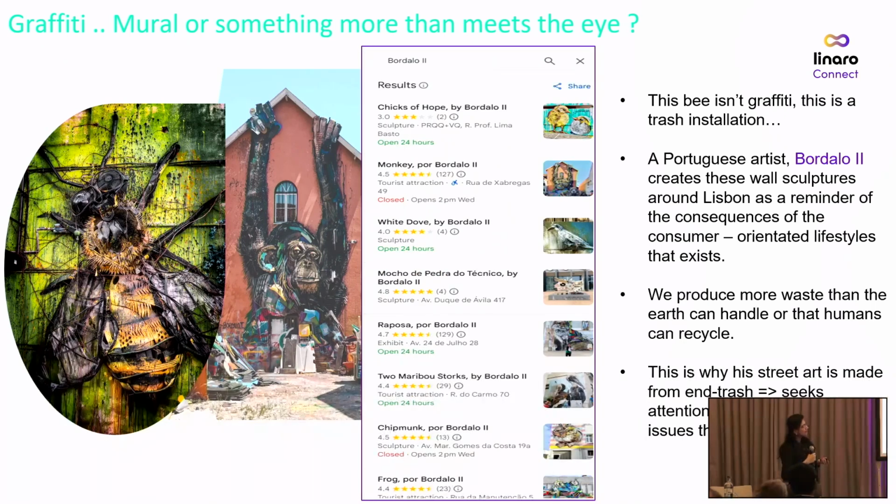And if this is something which fancies you, all you have to do is go on Google Maps, type Bordalo II, and you will get a list of images around the city that are these 3D murals. So yeah, it was a good thing. I really liked it, and all of this is free, so why not?